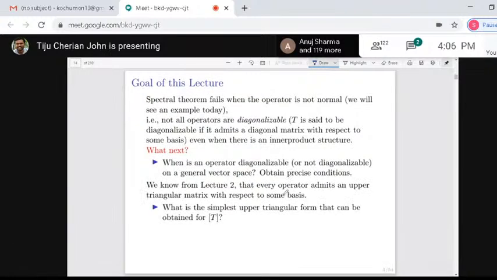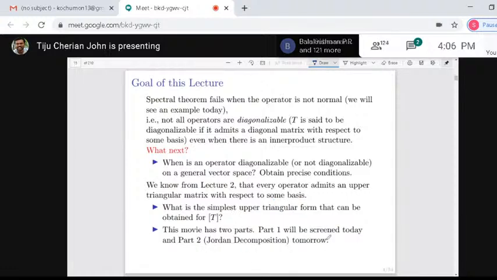And another one: from lecture 2, you know that every operator admits an upper triangular matrix with respect to some basis. So what is the simplest upper triangular form that can be obtained for T? Given an operator T, you know it has an upper triangular matrix with respect to some basis. Can you simplify it further? Can you add more zeros? Can you learn more about it? That is one of the goals of this talk. Of course it has two parts. Part 1 we will see today, and part 2, the major thing, is tomorrow's talk, the Jordan decomposition theorem. We will see that tomorrow, but we will set the stage for the Jordan decomposition.